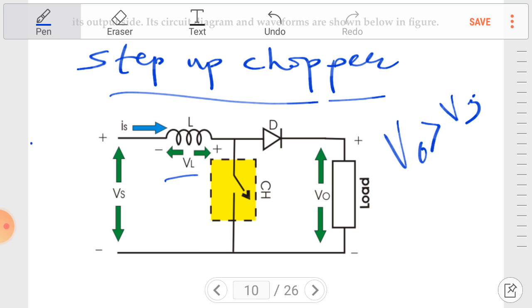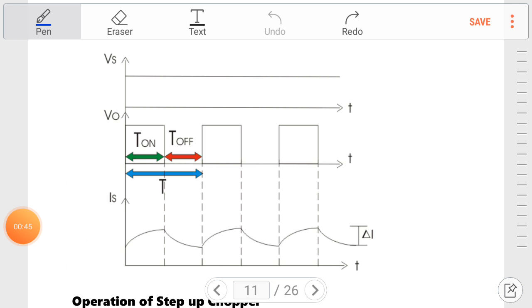Here the inductor is connected on the source side, the chopper is connected in parallel with the load, and the diode is connected at the load side facing towards the load. Three elements are used in this connection. These are the waveforms: source voltage, which is constant DC, and load voltage, which is chopped DC voltage with T on and T off times. This is the source voltage.